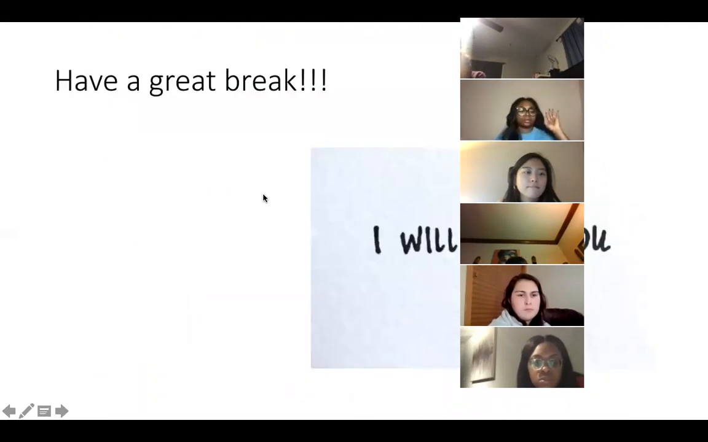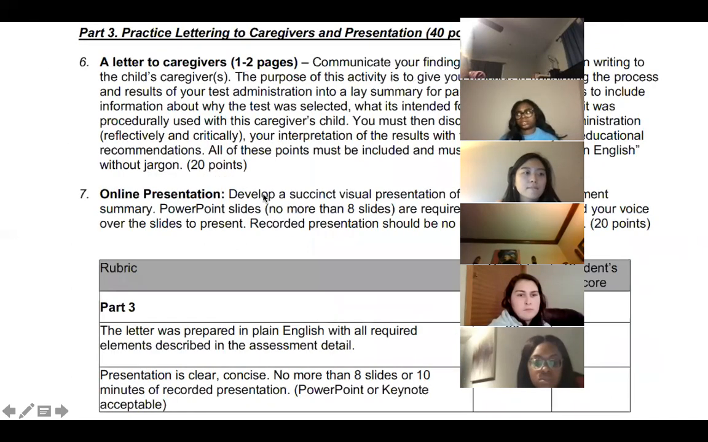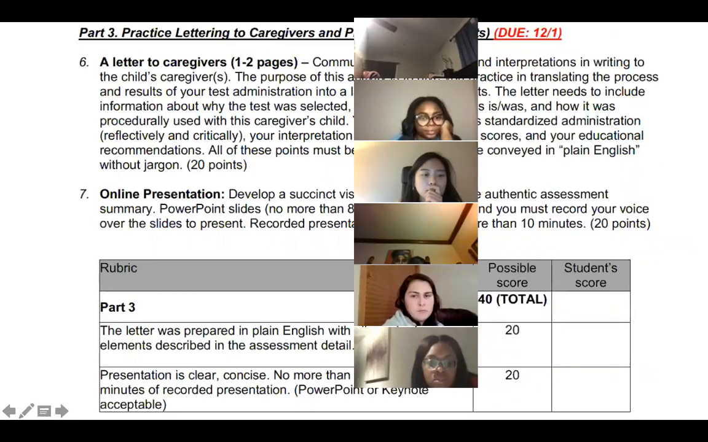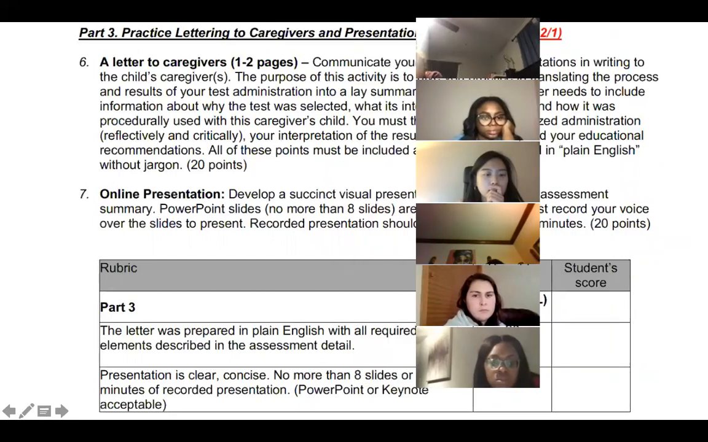Here we go. Part 3, letter to caregiver. The sample is on Blackboard. Last year the order was different, so students had to submit their letters with part 2, but with the sample, take a look at it. It can be 1 or 2 pages, double spaced, to your caregiver. You don't have to share that letter with the caregiver unless they want.